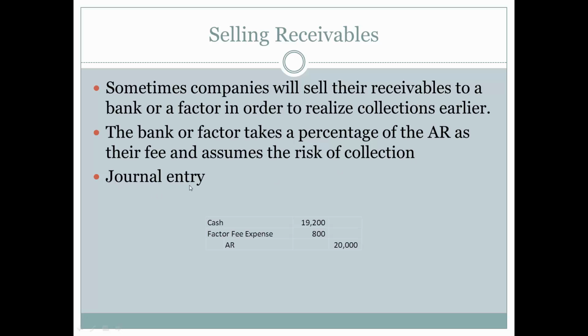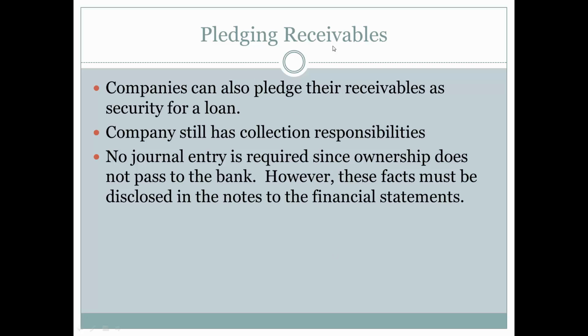So the journal entry on behalf of the company would be cash, $19,200, factor fee expense, $800, and then accounts receivable, $20,000. And in each instance, you'd be given the factor fee expense or percentage associated with selling to the bank or the factor. Now, last issue, pledging receivables.